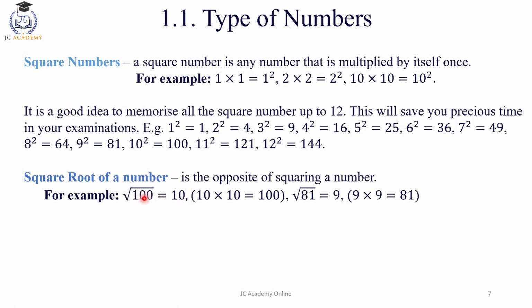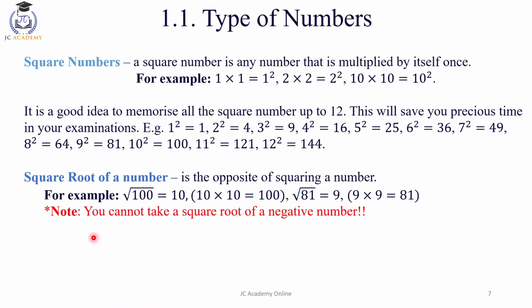So for square root of 100, we know that 10 times 10 is equal to 100, right? So square root of 100 is equal to 10. We also have square root of 81. So we can think, okay, what two numbers multiply, or what number multiplied by itself gives us 81? If you know your times tables, you know that 9 times 9 is equal to 81.